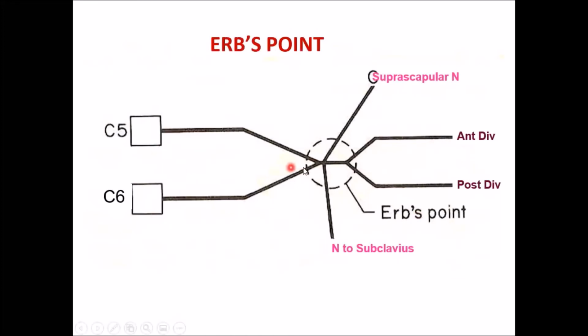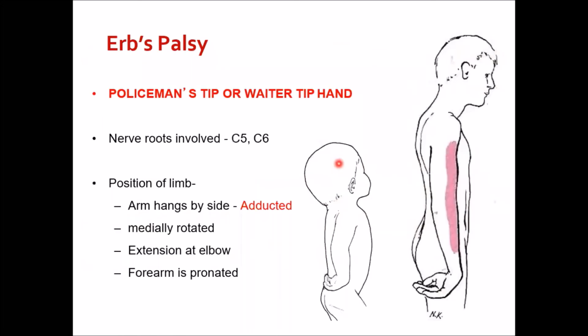C5, C6 roots join to form the upper trunk, and lesion of this part of the upper trunk also causes Erb's paralysis, and this point is called Erb's point. In Erb's palsy, roots involved are C5, C6, and position of the upper limb is like policeman's tip or waiter's tip hand. In this position, the arm is hanging by the side of the body, or you can say adducted. It is medially rotated. There will be extension at the elbow, and the forearm will be pronated, and it will give an impression of policeman's tip or waiter's tip hand, as you can appreciate in this picture.